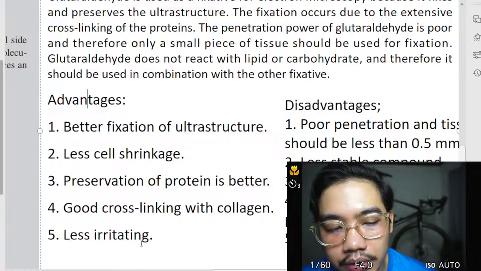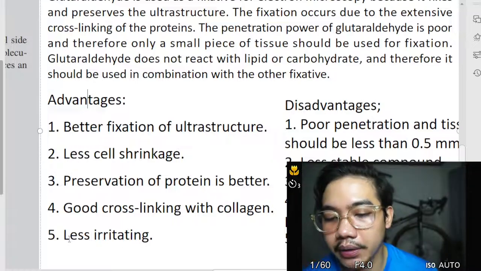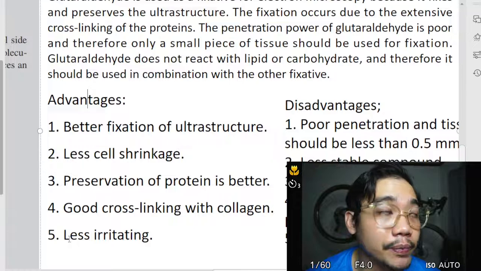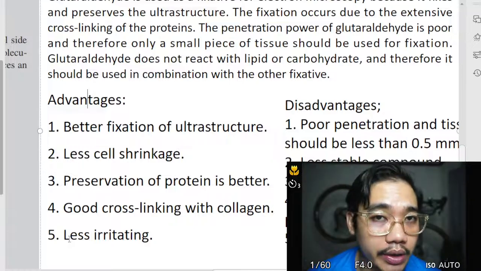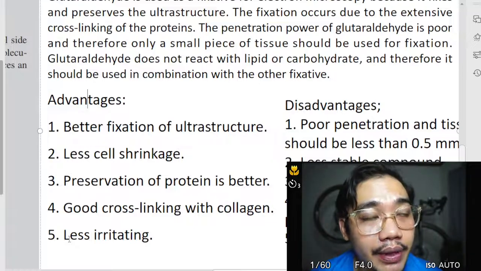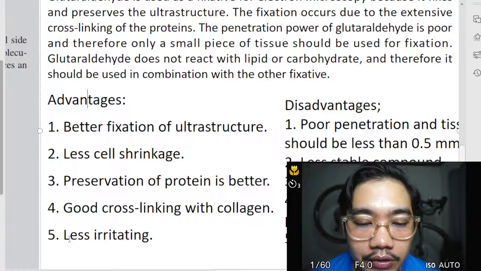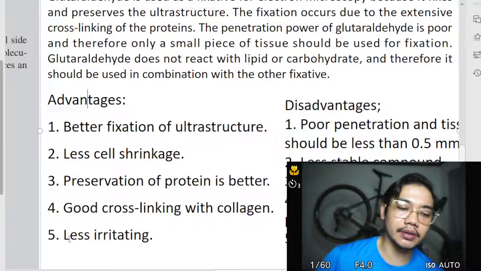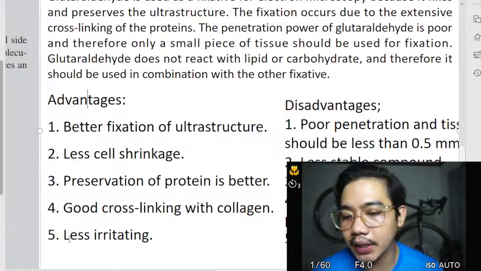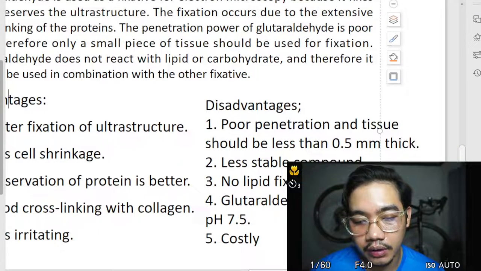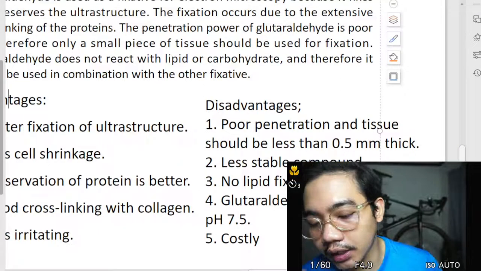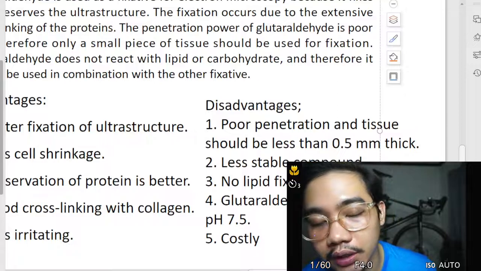The number one advantage is that it is less irritating. Especially since COVID, it is very tiring to keep using formalin. And apart from that, it's very irritating to the eyes. But the thing is, with glutaraldehyde, if you can overlook no lipid fixation, I take back what I said, it's osmium tetroxide that is for lipid, no?